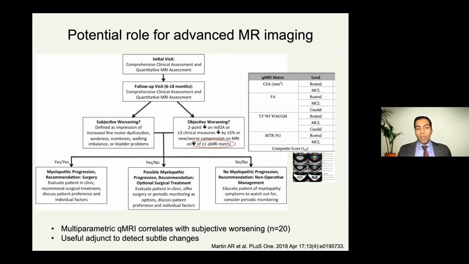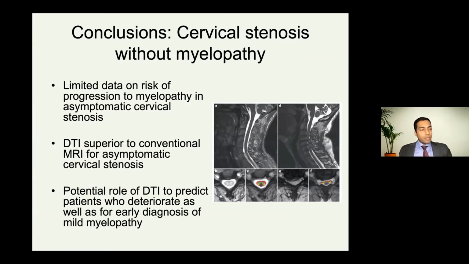There's definitely more work that needs to be done, but this is one of those tools that we could use, especially if we got it routinely in patients undergoing cervical spine MRIs. At the conclusion of this segment, I just wanted to highlight that there is limited data on the risk of progression of myelopathy in patients with asymptomatic cervical stenosis. And DTI is superior to conventional MRI. It gives us more information. The information is quantitative. And perhaps in these patients, we can identify those who are going to deteriorate earlier, as well as perhaps even make early diagnosis of spinal cord damage or myelopathy.